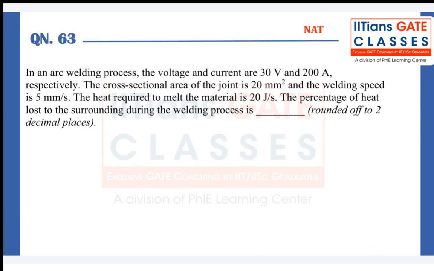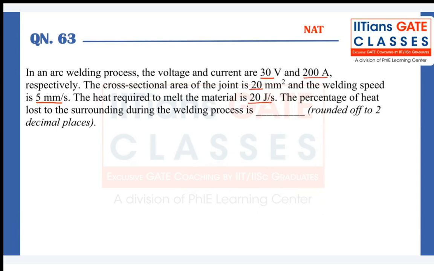In an arc welding process, the welding voltage and current are 30 volts and 200 amperes. This is a 2 marks question again. Here the voltage is given and the current is given. Respectively, the cross sectional area of the joint is 20 mm square. Area of the weld is also given. The welding speed is also given. The heat input required to melt the material is 20 joule per second.